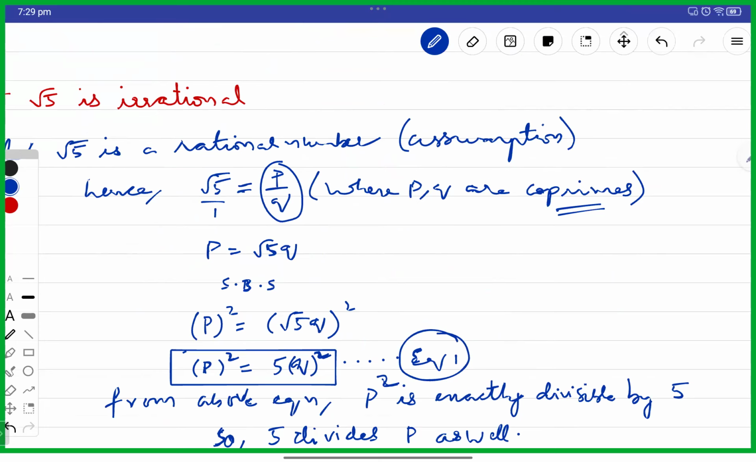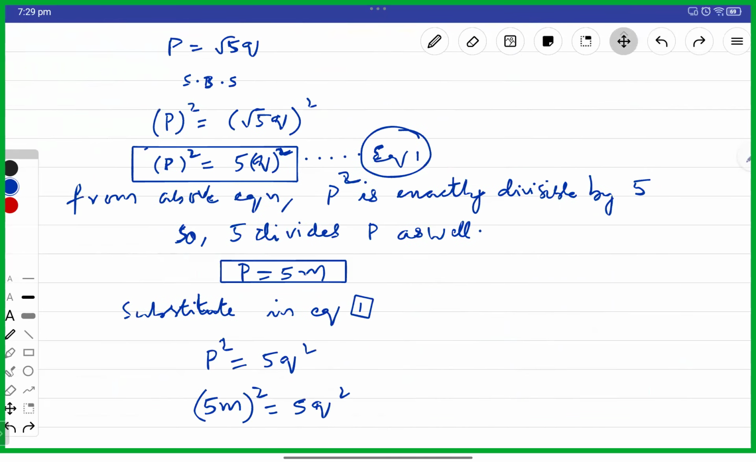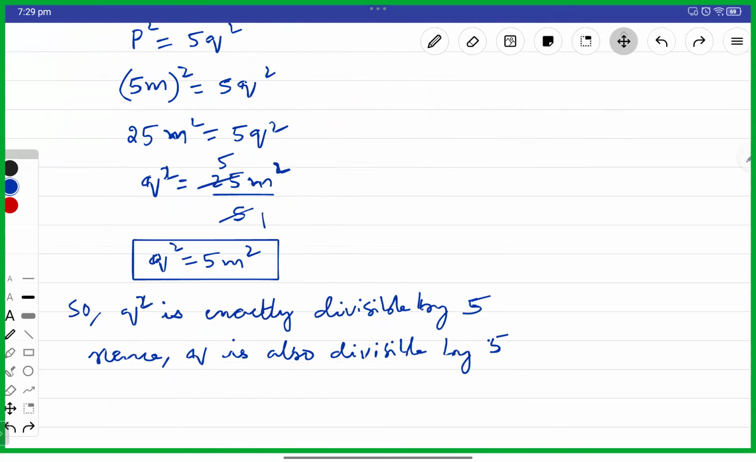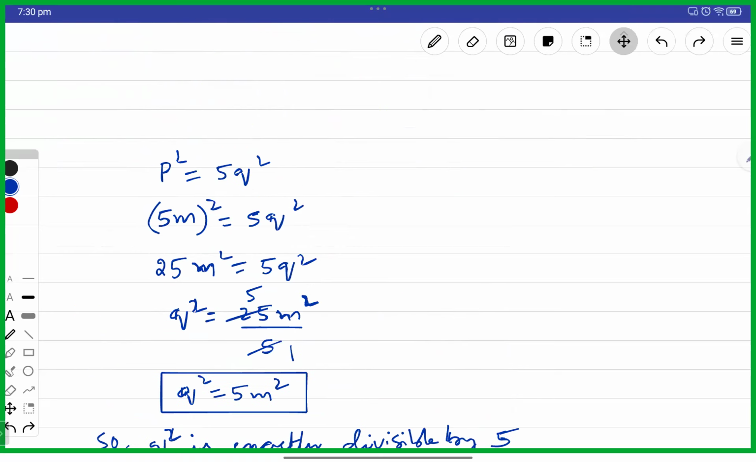Co-primes means they should not have any common factor except 1. But while doing the sum, we got that 5 divides p also, 5 divides q also. So can p and q become co-prime now? If they are co-prime, they should not have any common factor except 1. Since p and q are both divisible by 5, they cannot be co-prime as per our assumption.